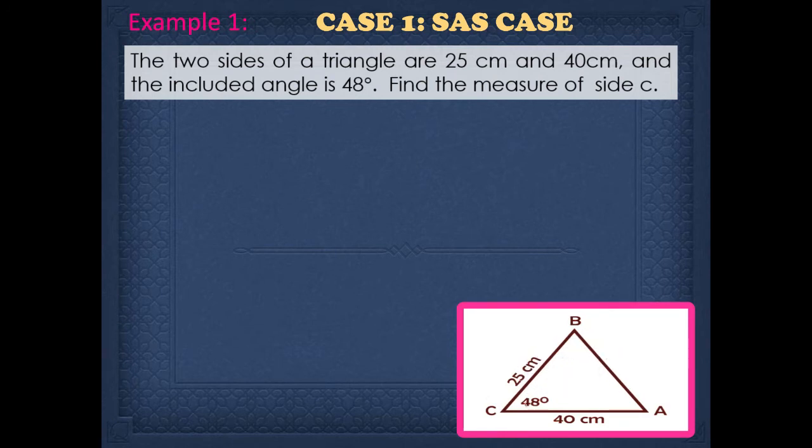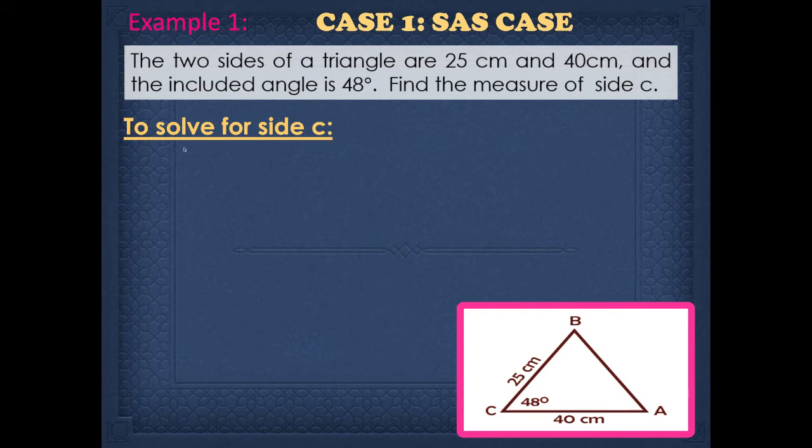Now, this will be our illustration. Okay, so side A is 25 cm, side B is 40 cm, and angle C is 48 degrees. This is the included angle, the angle formed by the two sides. Now let us solve for side C. Since we're given sides A and B, let's try solving for side C.